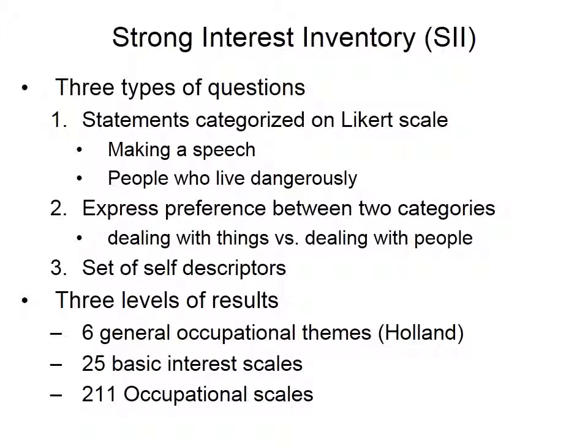So based on these three sets of questions, and there are over 200 in the Strong, you actually get three levels of results. You get your occupational theme, so that Holland RIASEC typology or model. You also get 25 basic interest scales, so basically a list of the various types of broad occupations and how much interest you should have in them. And then finally, a detailed list of 211 specific occupations and how much of a fit you would be with each of those.